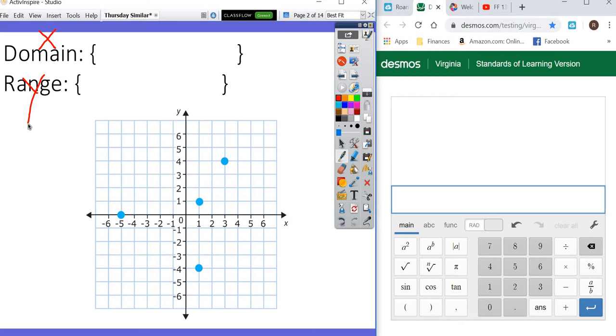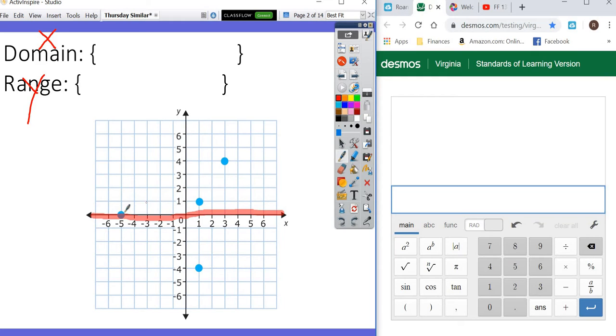So if you get a coordinate grid, or coordinate plane, with these points already graphed, it's fairly easy to figure things out. So what I'm going to do is look for my domain first, my x values. I'm going to highlight the x-axis. Just pretend that line is straight. That is where my domain numbers are.